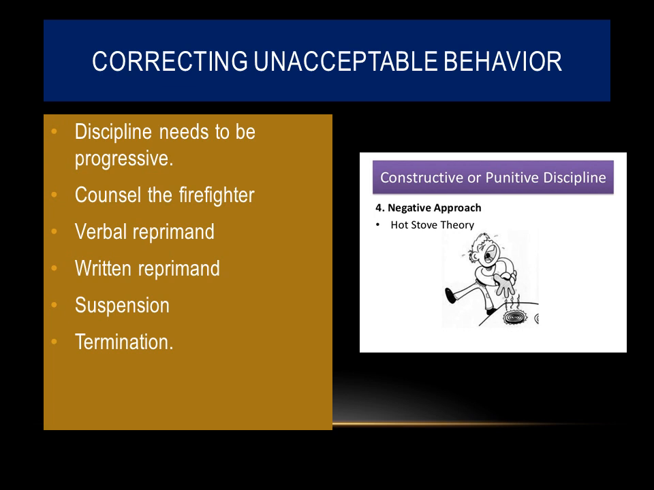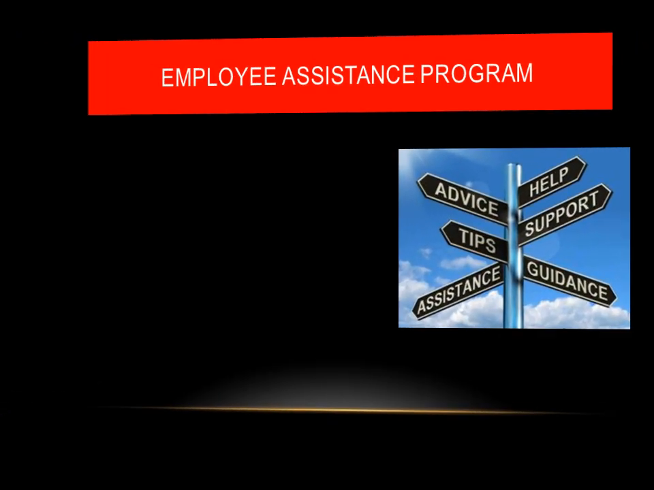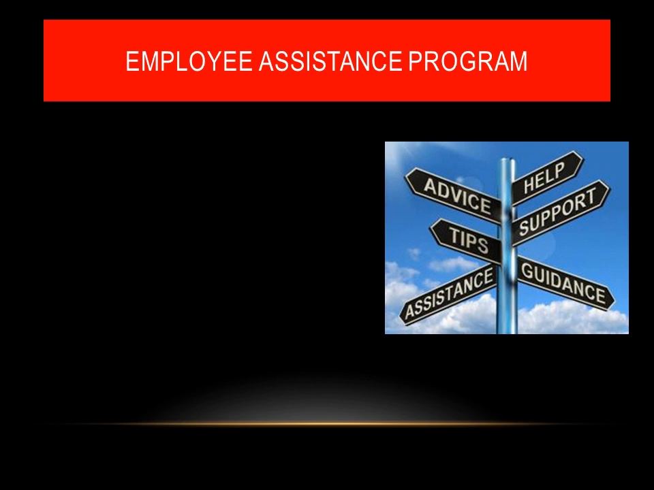And last but not least is going to be termination. They're going to lose their job. So that would be an example of progressive discipline. And again, document, document, document. If it's not written down, it didn't happen. All right, so let's talk about employee assistance program.